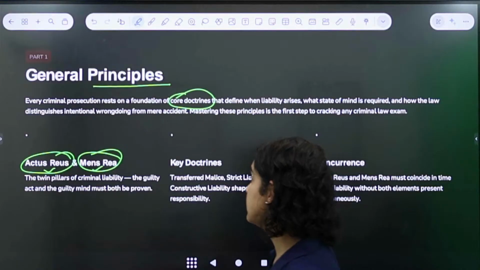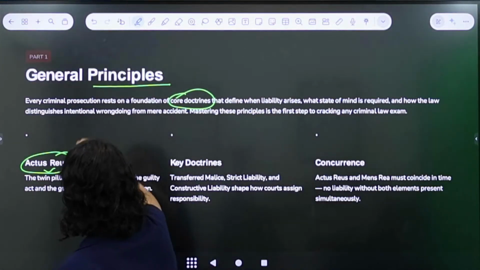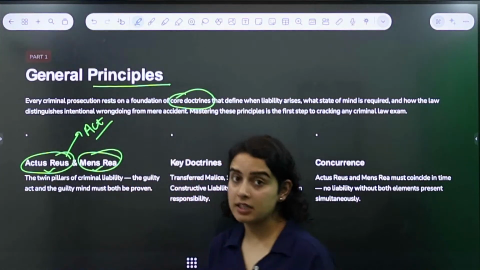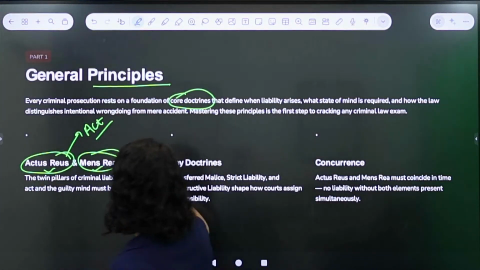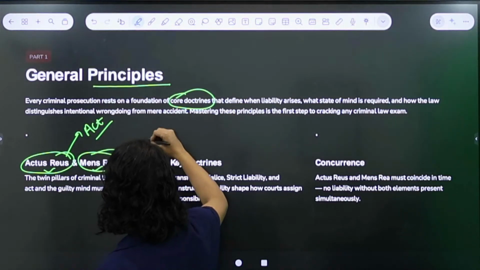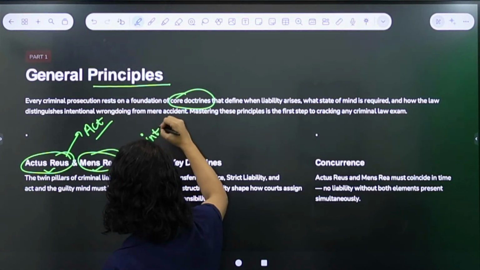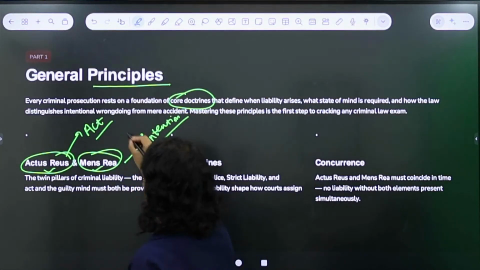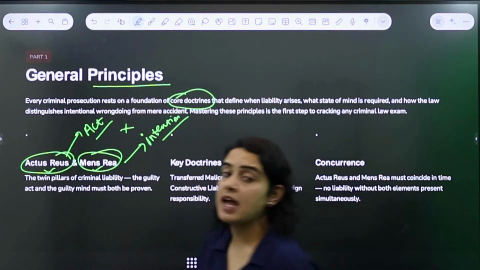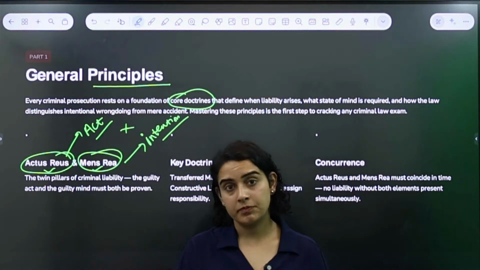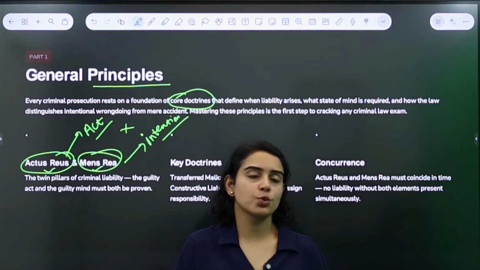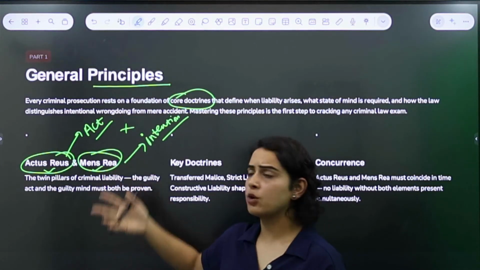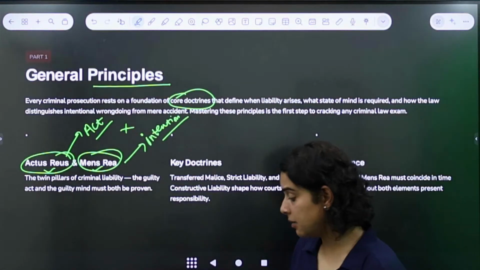Actus reus basically means the action, the act. Any criminal act is mandatory for you to do. Secondly, mens rea means the guilty mind, the intention. Together, intention plus action will make a crime. Otherwise, there is no criminal liability if you have done something where either one of them is missing. So what does that mean?